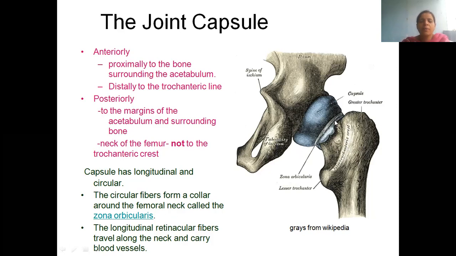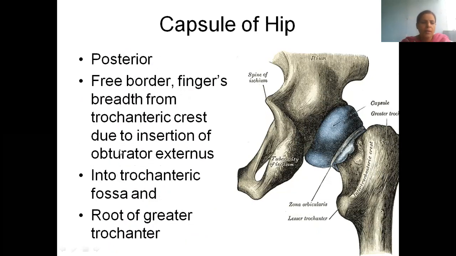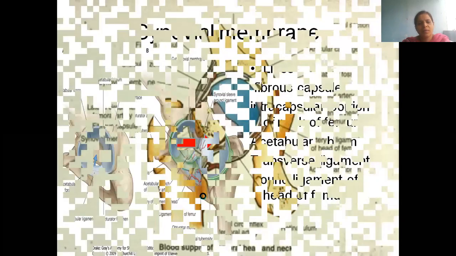Okay, and the circular fibers which are taking part in the formation of the joint capsule, you call those fibers zona orbicularis, especially the ones which are surrounding the neck. So proximally it is attached to the margins of the acetabular fossa, base of the acetabular labrum, distally to the intertrochanteric line in the femoral neck close to the lesser trochanter. So overall, you remember it is the intertrochanteric line, intertrochanteric crest inferiorly, and margins of the acetabulum superiorly. Now the capsule is very strong superiorly. Okay. Then all these are not required.